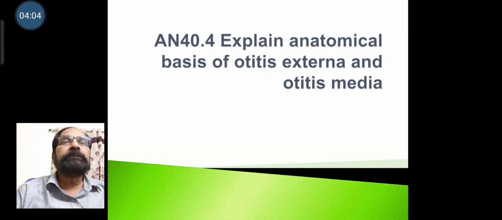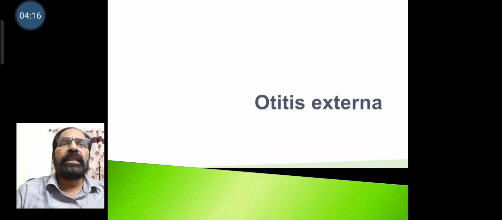Then we go to study another competency, that is anatomical basis of otitis externa and media. Externa is external ear, media is middle ear. Otitis externa.